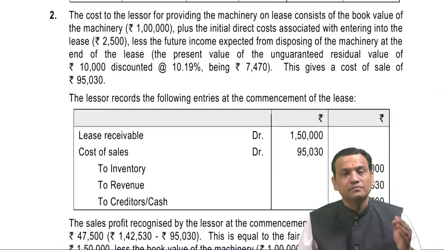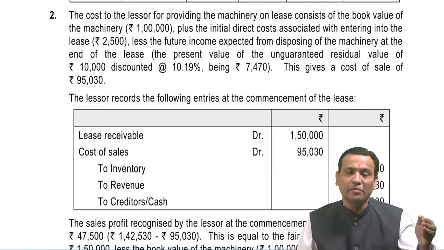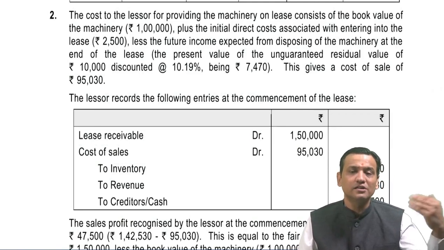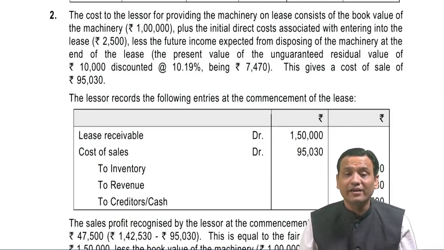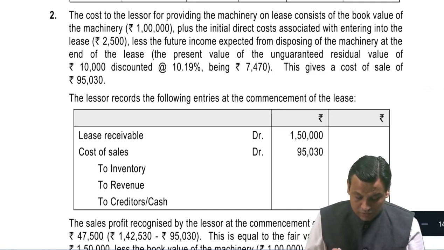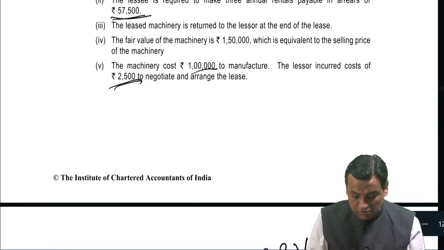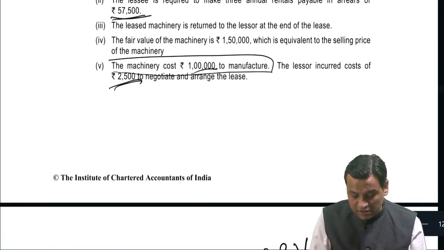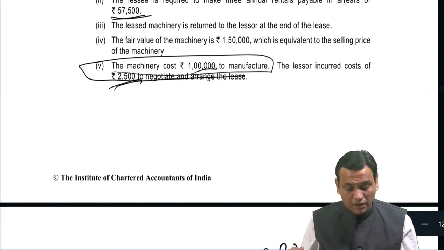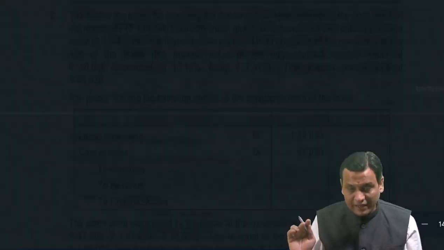Since I'm a manufacturer dealer, obviously that asset is going to be credited. So inventory will be credited based on its book value, which is 100,000. Machinery cost to the manufacturer is 1 lakh. So the amount that will be credited will be 1 lakh.